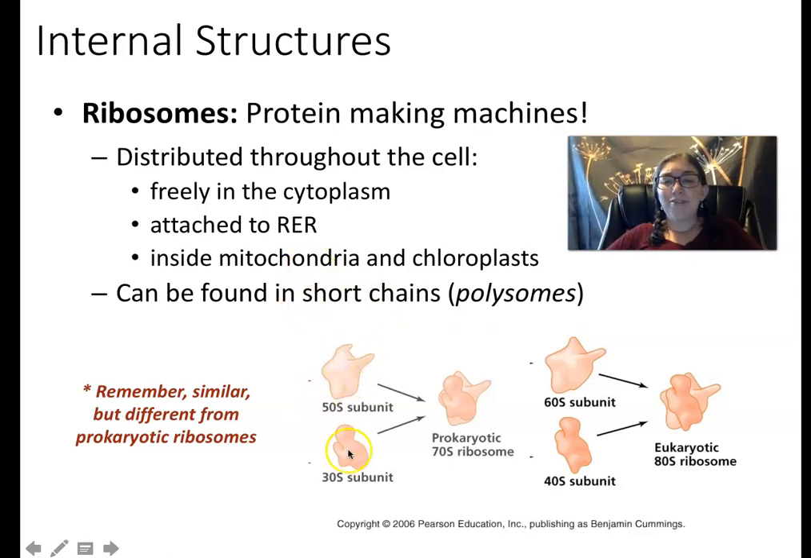And so, again, just to highlight the difference, prokaryotes have a 70S ribosome. The eukaryotic ribosomes are 80S. They're very similar, but different enough to make a good drug target.